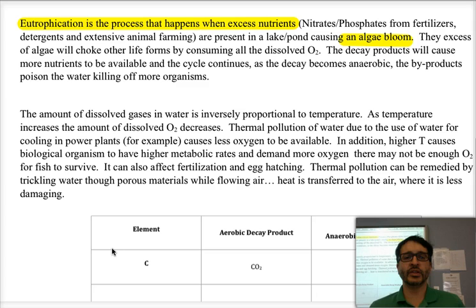So how do we deal with this? Well, thermal pollution can normally be dealt with by allowing the water to flow through porous materials. All right. Also bubbling more oxygen into it, so the heat is transferred into the air and into the porous material, and the temperature goes down and more of the oxygen can be dissolved.